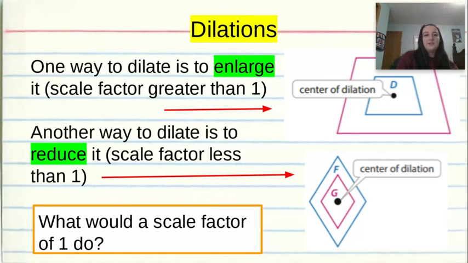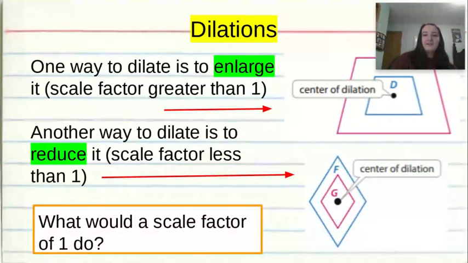So again, when you dilate, one way is to enlarge it, so that would make it get bigger. So if you have a scale factor greater than 1, that makes it get bigger. Another way to dilate is also to reduce it, which makes it get smaller, and that's if you have a scale factor that's less than 1. So say that you have a scale factor of 50, that means your image is going to get bigger. If you have a scale factor of, say, 1/2, it's going to get smaller.